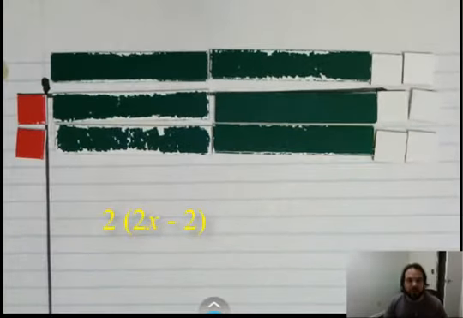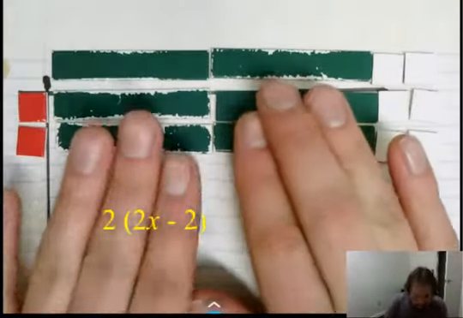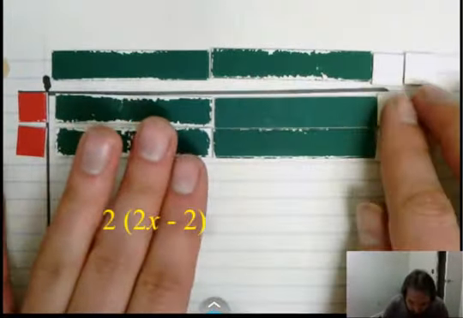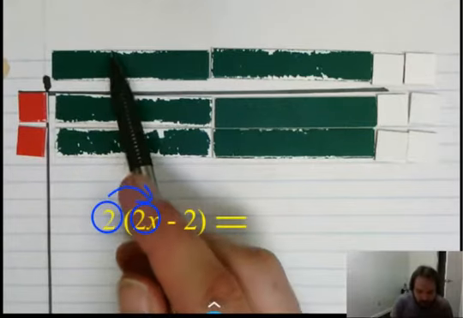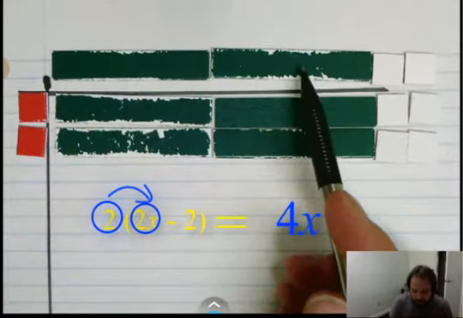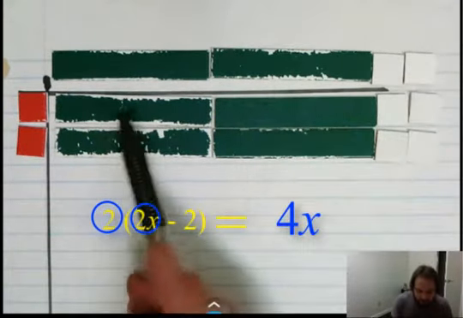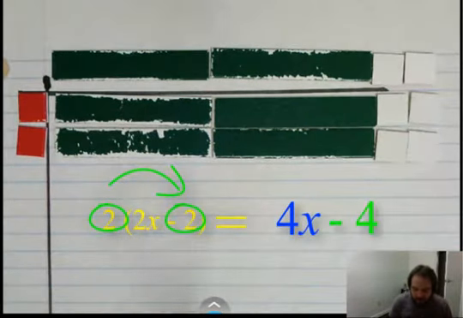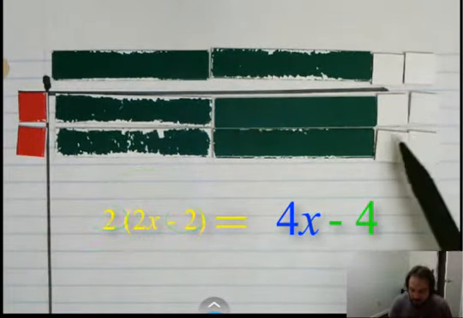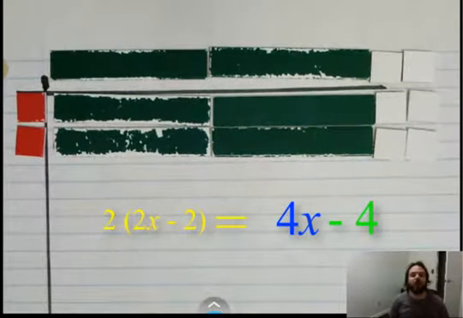Okay? So now when I look at this, inside here is my area. So I looked at this. I ended up having 2 multiplied by 2x minus 2 is equal to, now we have 1, 2, 3, 4, 4 x's minus 1, 2, 3, 4. So that's equal to 4x minus 4.